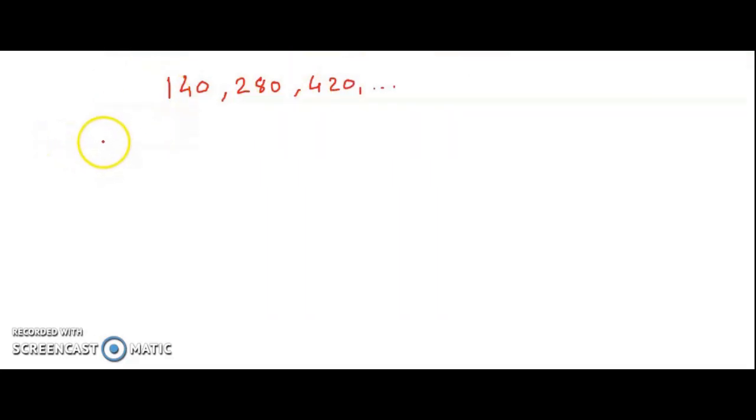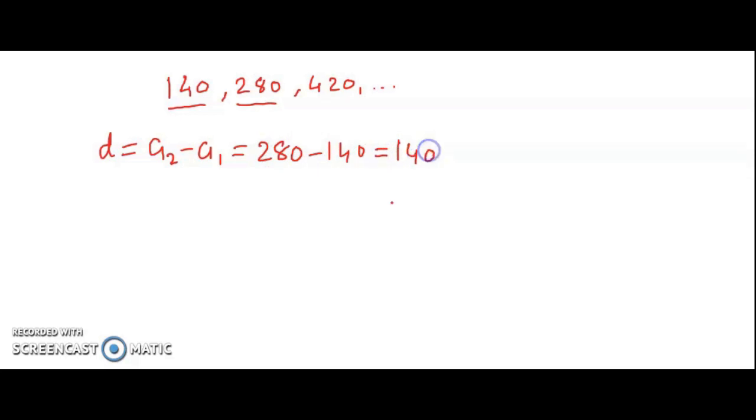If you want to find the common difference, you can use the formula A2 minus A1. Here the second term is 280 and the first term is 140. So we get the common difference, 280 minus 140, is equal to 140. Same way, if you use the formula A3 minus A2, A3 is 420 and A2 is 280.